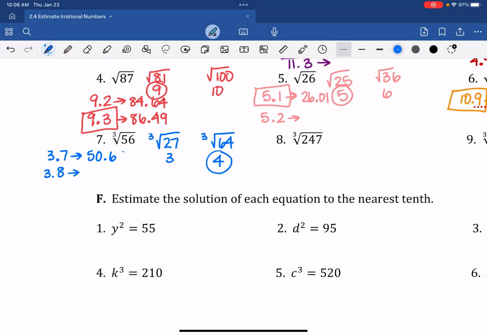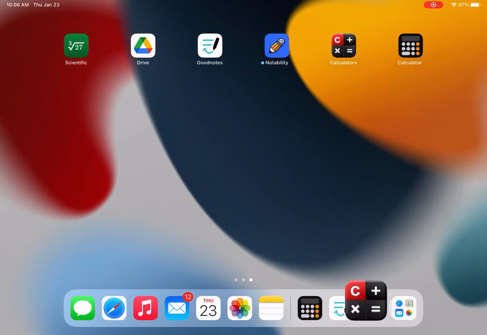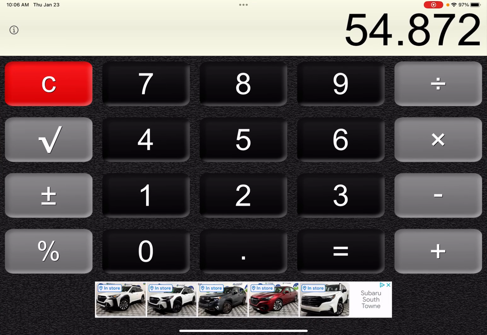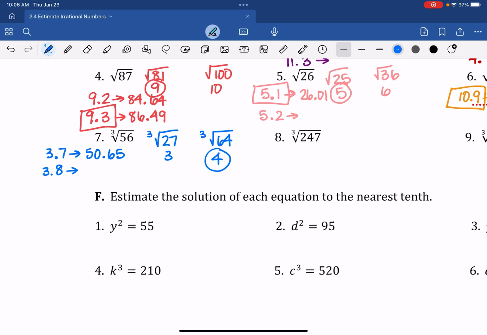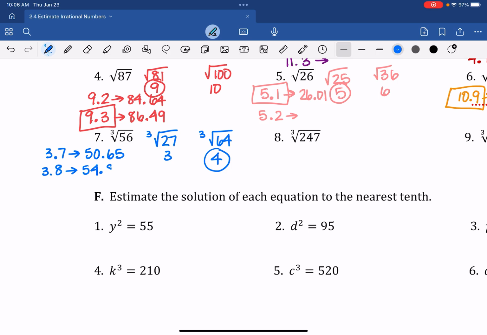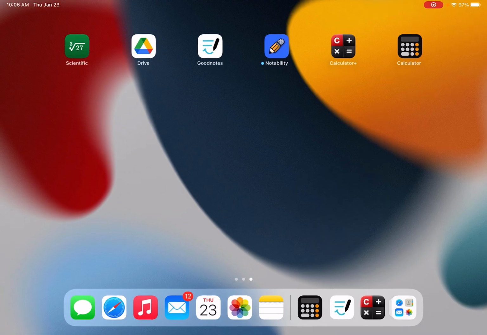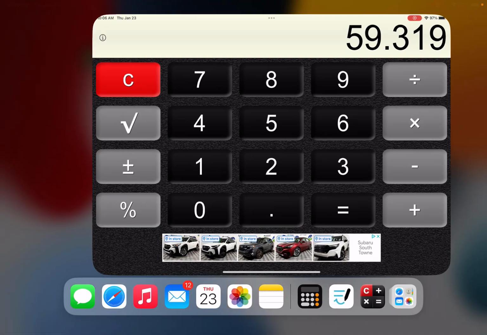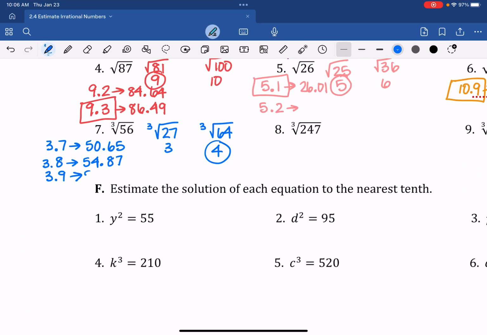Let's see if we can get closer by doing 3.8. So 3.8 times 3.8 times 3.8, 54.87. Let's try 3.9 just to be sure. So 3.9 times 3.9 times 3.9, 59.31. Yeah, that's too high because I'm trying to get close to 56, so I'm going to go with 3.8 as my answer.